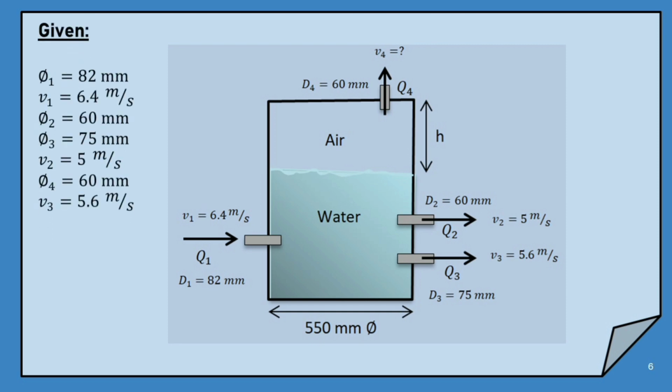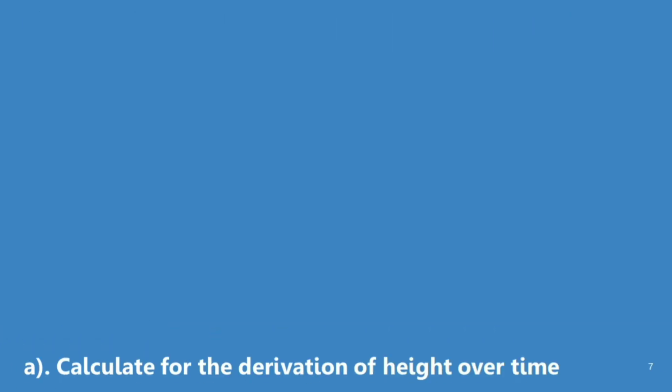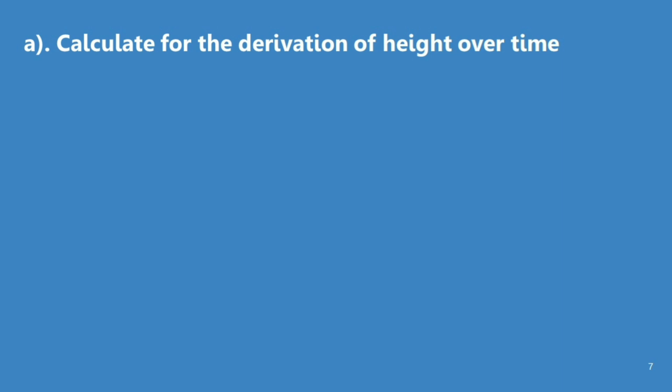For our given, we have the following: the diameter of the first pipe is 82 millimeters, its velocity is 6.4 meters per second, the second pipe's diameter is 60 millimeters, the third pipe's diameter is 75 millimeters, and the velocity of the second pipe is 5 meters per second, the diameter of the fourth pipe is 60 millimeters, and so on. Here, let us calculate the derivative of height over time.